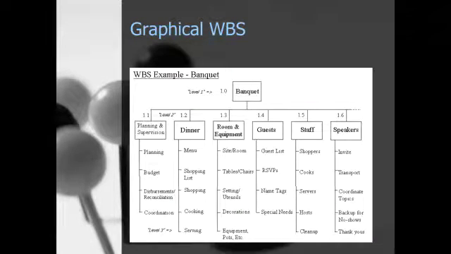In a graphical work breakdown structure, maybe it looks a little bit more like a flow chart, but this one is actually grouped by types of activities. So planning and supervising, dinner, the guests, staff, speakers. So just like areas of work as opposed to maybe a sequential work breakdown structure. So under planning and supervising, they put budget, planning, coordination. Under guests, you've got the guest list, the RSVPs, the name tags, special needs, things like that. So probably an invitation, not just a guest list, but invitations would probably be under guests as well. So this gives you an idea of the two different work breakdown structures.